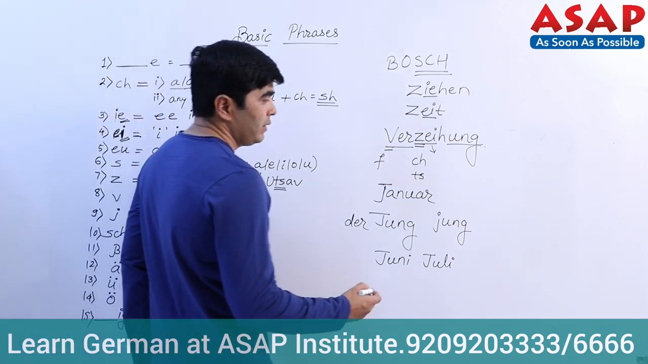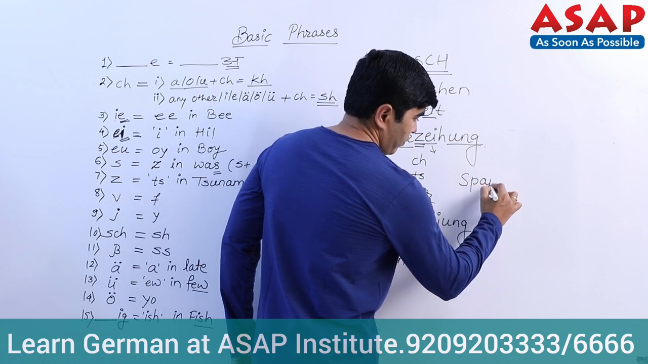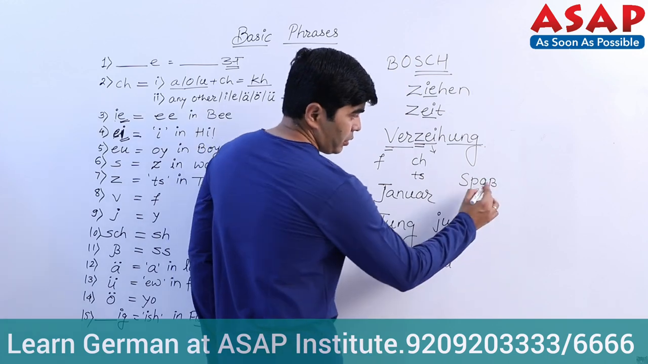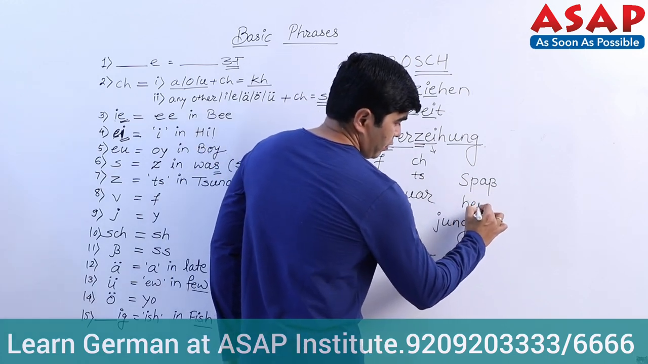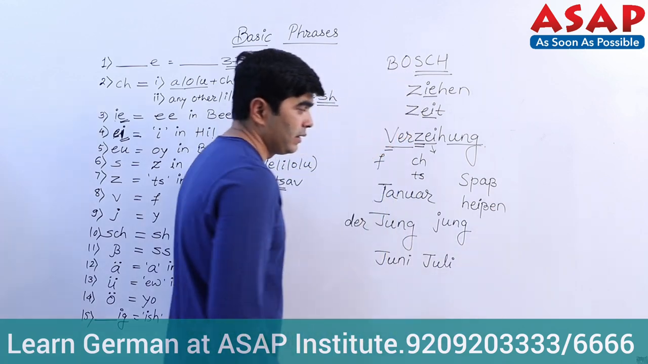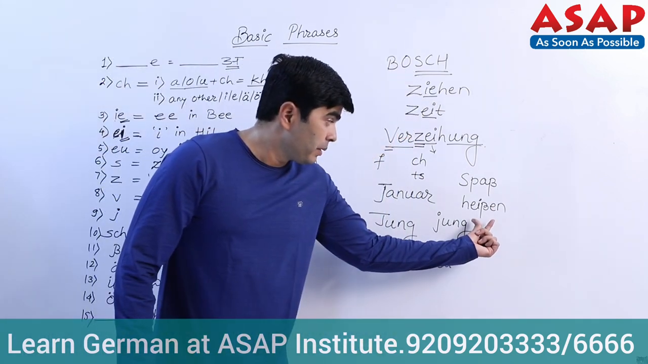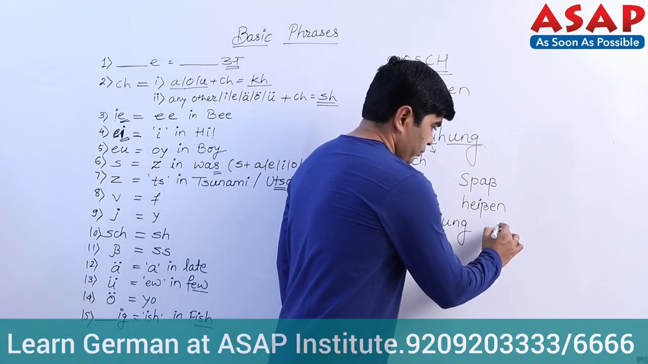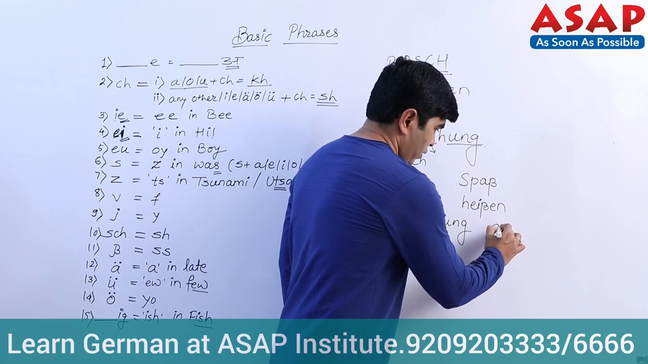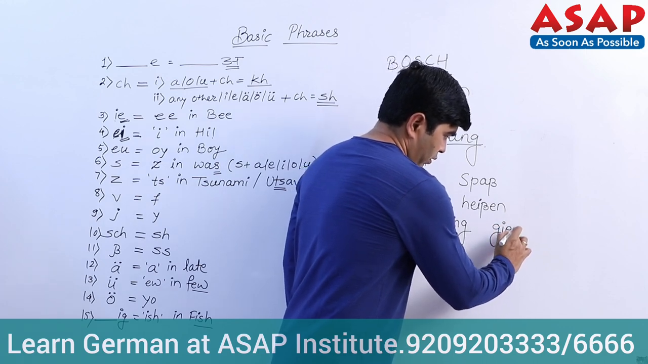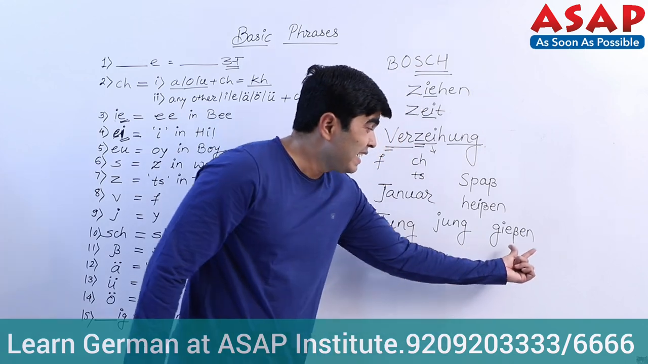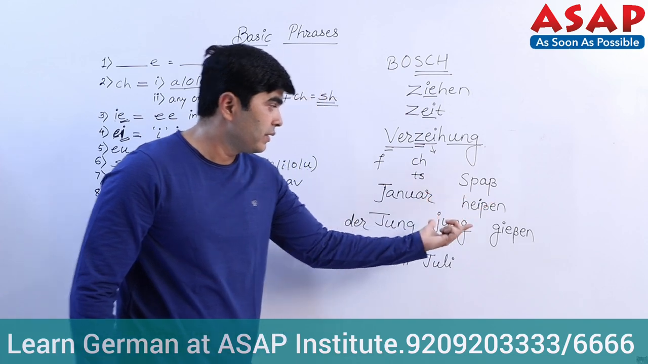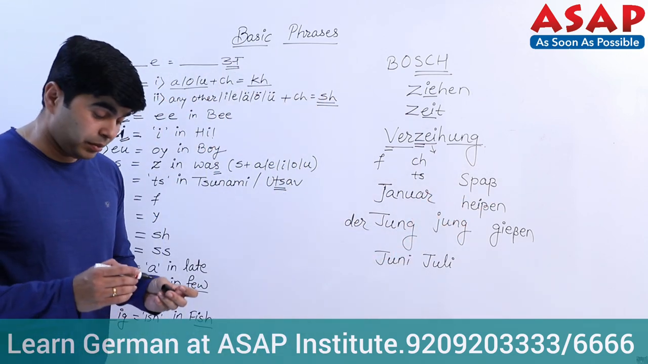Okay, so how do you read this? Spaß, Spaß. Or Heißen, Heißen, double S sound. Or you can say Gießen, Heißen, Spaß. So this Eszett is pronounced as double S, simply an S sound.